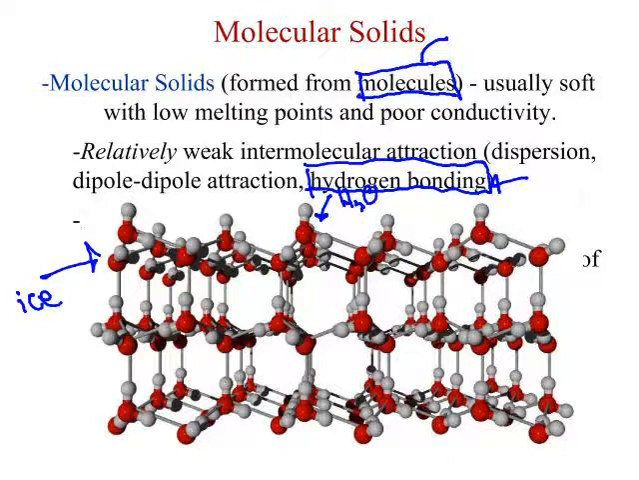Because they're held together by hydrogen bonding, which is a relatively weak attractive force, you would expect that compared to other types of solids, molecular solids will have low melting points, because it does not take, comparatively speaking, a lot of energy to overcome the attractive forces within this solid. Everything is relative. So any solid where the individual particles are molecules is a molecular solid, held together by weak intermolecular forces of attraction. That is what defines a molecular solid.